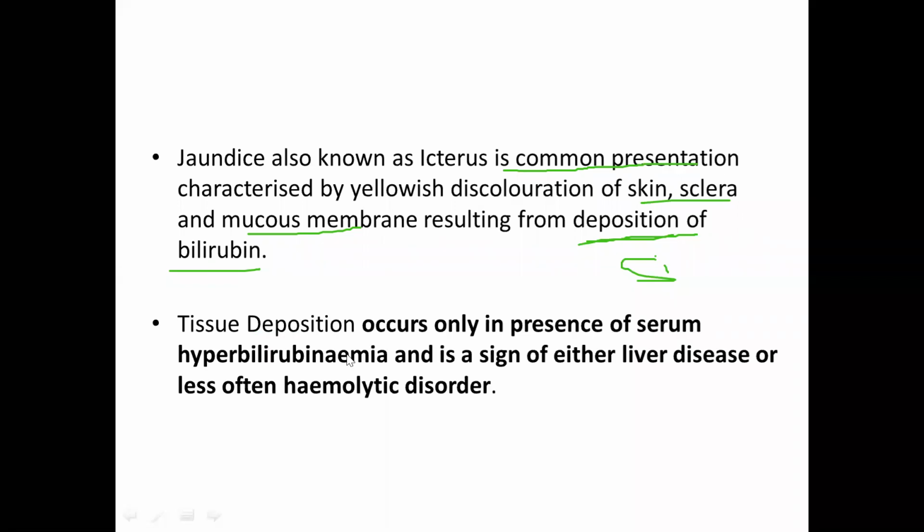This tissue deposition occurs only in the presence of serum hyperbilirubinemia and is a sign of either liver disease or hemolytic disorder. So what is meant by jaundice? It is a presentation, or you can say a sign, characterized by yellowish discoloration of skin, sclera, and mucous membrane, and it is a sign of either liver disease or hemolytic disorder. So why hemolytic disorder? That you will get to know in the next slides.